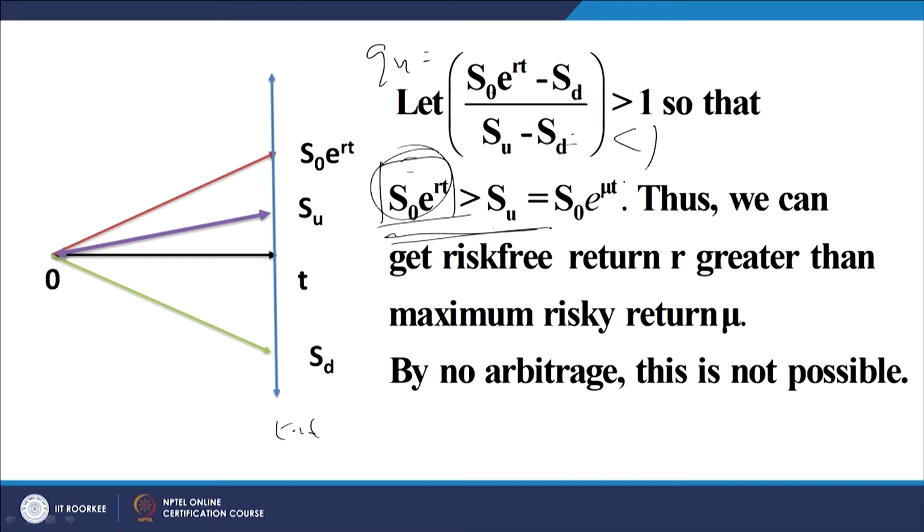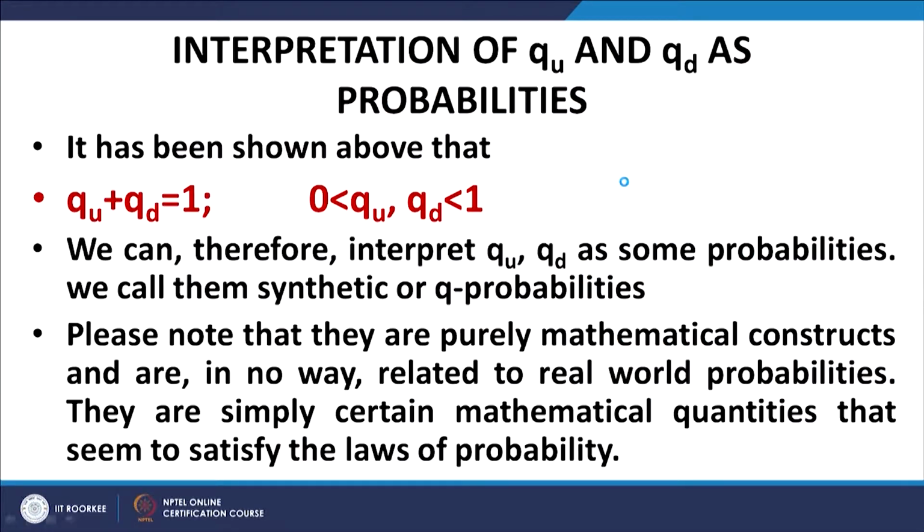The bottom line is that both QU and QD satisfy two fundamental axioms. Their sum is equal to 1 and they lie between 0 and 1. That being the case, we can interpret in some sense this QU and QD as some sort of probabilities.